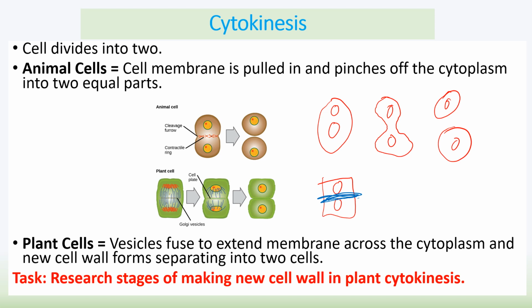Another difference, which I forgot to mention earlier, is that in animal cells we have centrioles that move to the poles and make spindle fibers. Plant cells do not have centrioles and have a different mechanism which you don't need to know about to make their spindle fibers.